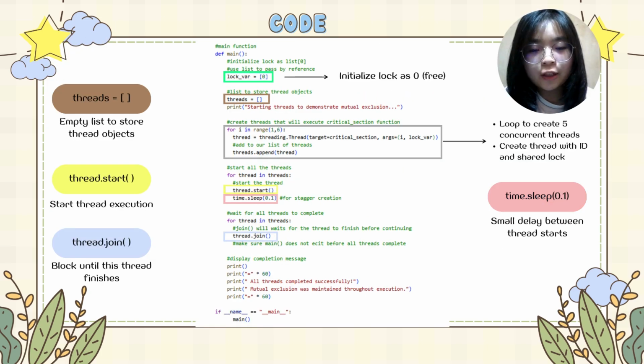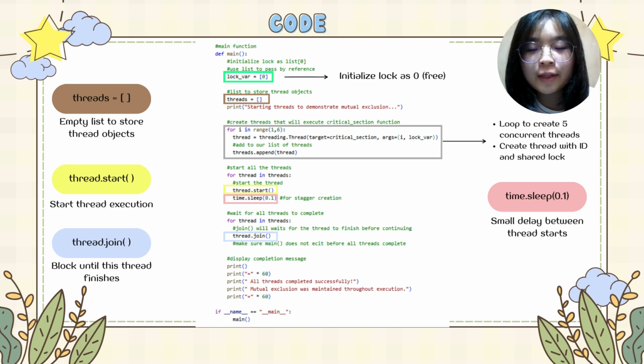Here is our main execution setup. We start by initializing the lock as 0, which means it is free. We use a list so the lock can be passed by reference and modified by all threads. We create an empty list called threads to store our thread objects. Then we use a for loop to create 5 concurrent threads. Each thread is created with a unique ID and the shared lock variable. We call thread start to begin execution for each thread.